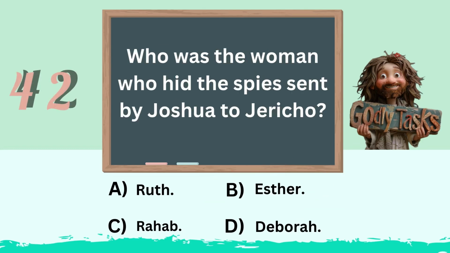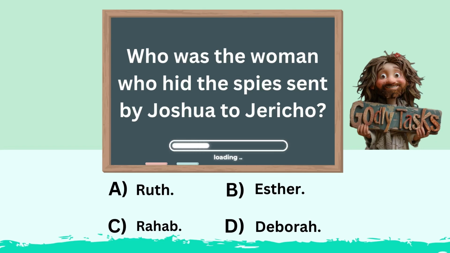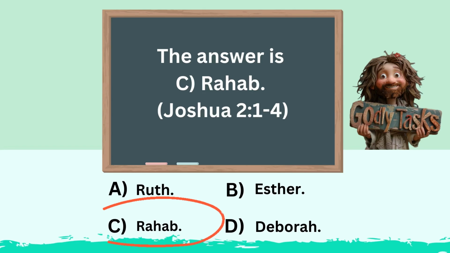Question 42. Who was the woman who hid the spies sent by Joshua to Jericho? A. Ruth. B. Esther. C. Rahab. D. Deborah. The answer is C. Rahab, Joshua 2:1-4.